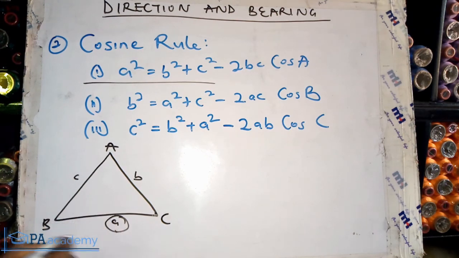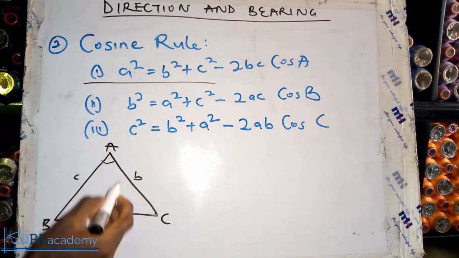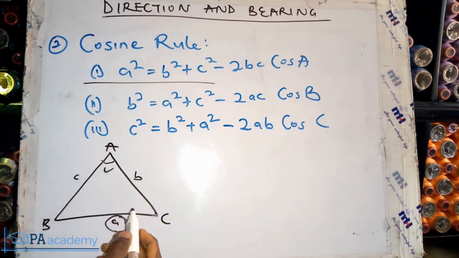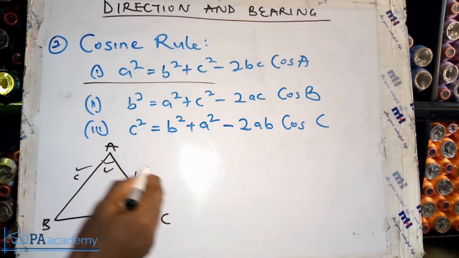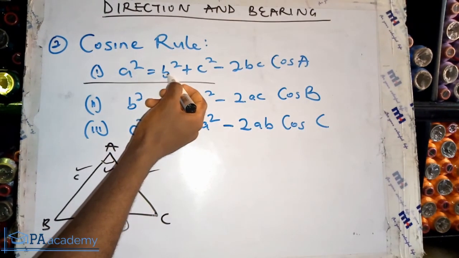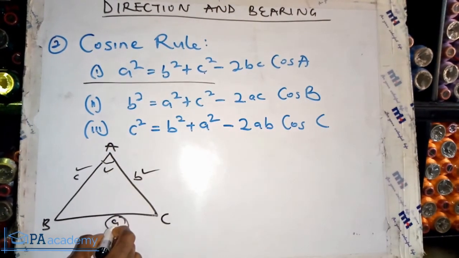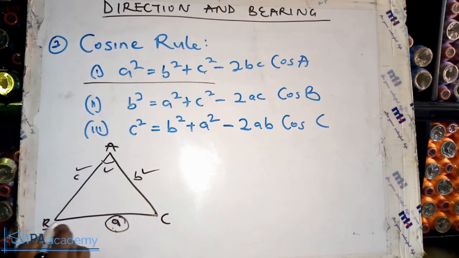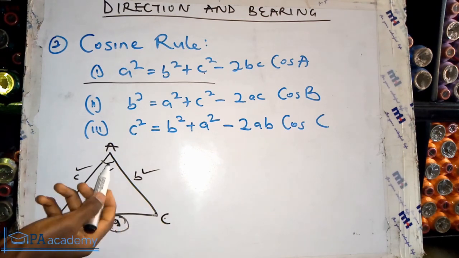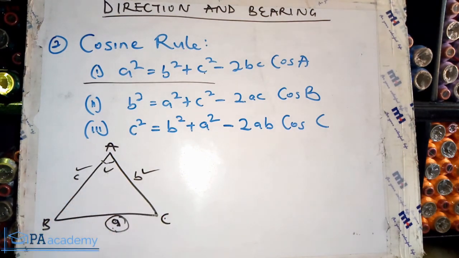And in the question you are given this angle that is opposite a. And then this is given, this is given. So you know b is given, c is given. Then you can easily use this formula to get a. Maybe you are looking for the length of line BC, which is a. You know the angle opposite it, and you are given the 2 other sides. So you can easily apply this formula to get it.